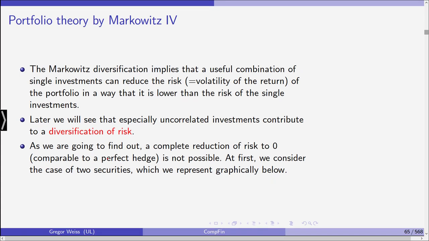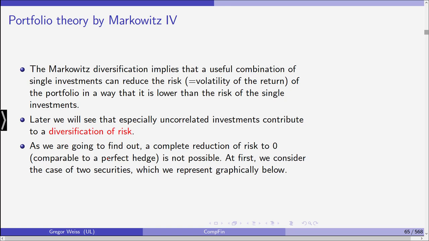Now, the Markowitz diversification, relying on correlations and on a statistical model rather than just doing naive diversification, implies that a useful combination of single investments can reduce the risk. So we are able to reduce the volatility of the portfolio return in a way that it is lower than the risk of the single investment. So we can actually move beyond the risk of a given single investment. And this is what we are looking for, diversification.